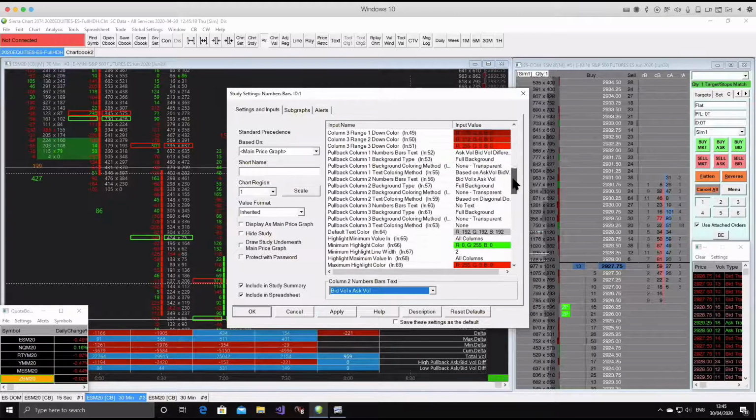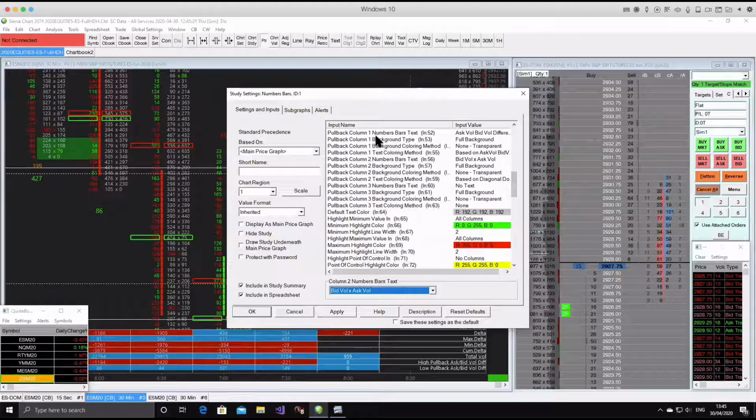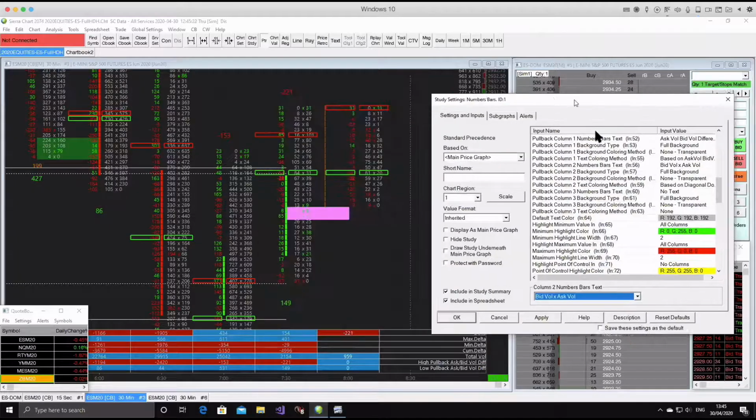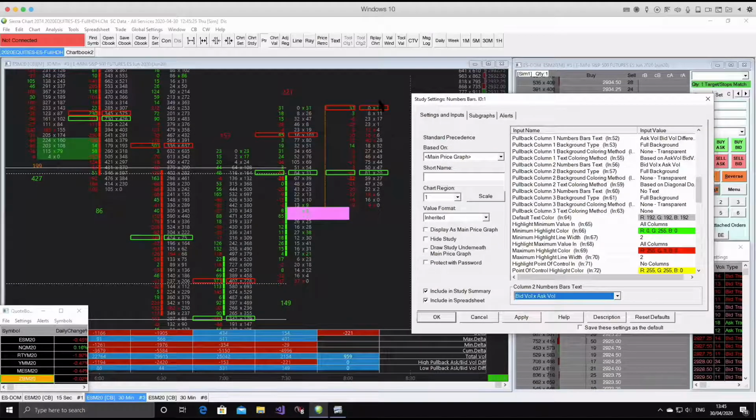But we also have the pullback column. And the pullback column, if I put something in it, is what appears here. And the settings are just the same as for the other columns. So in column 1 of the pullback, I want to see ask bid volume difference. In column 2, I want to see bid volume, ask volume. And we've got the same background coloring options, text coloring options, etc.